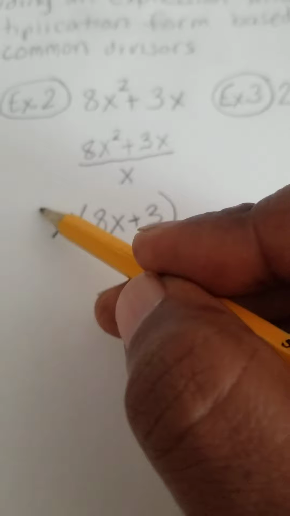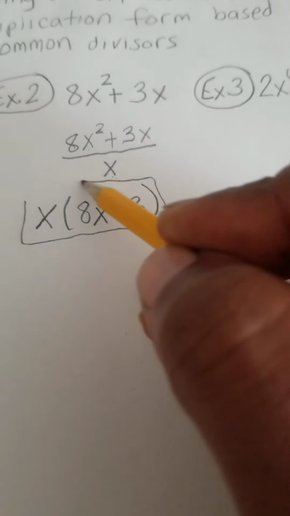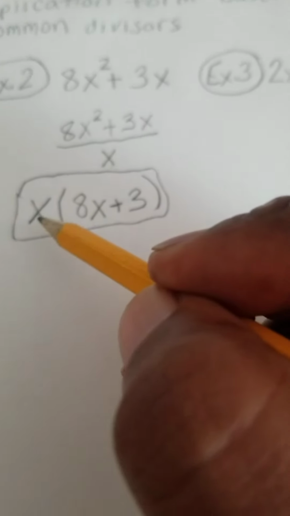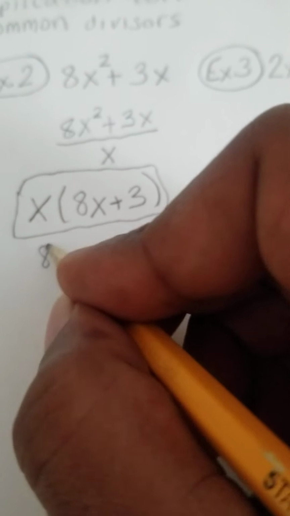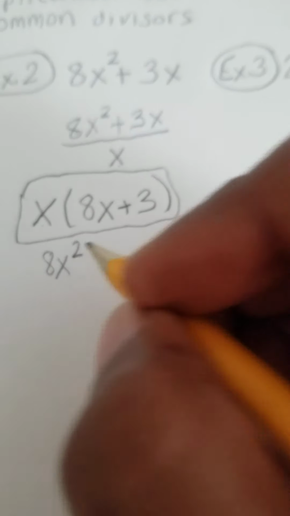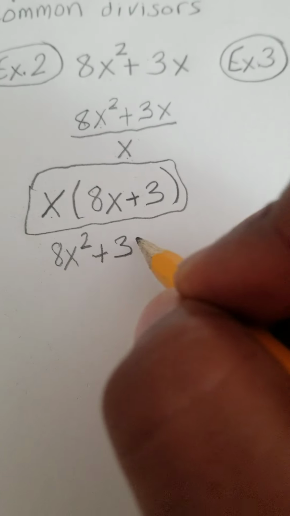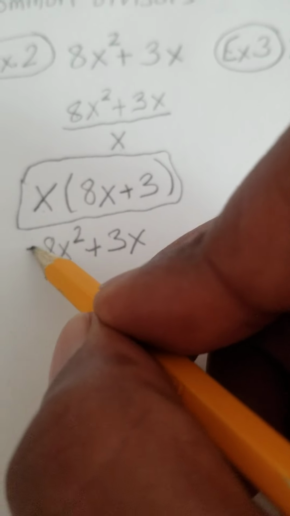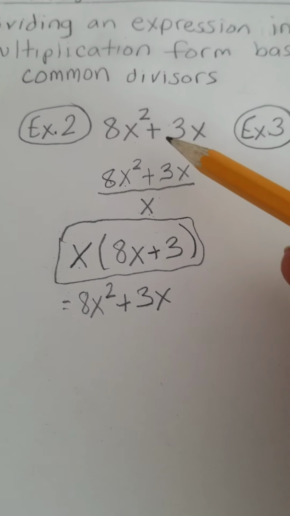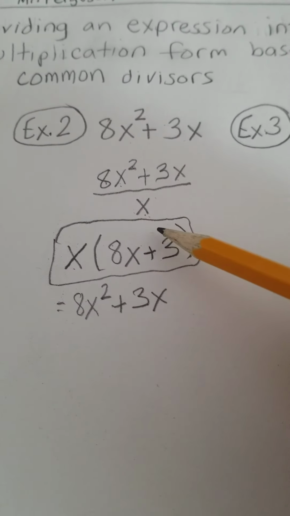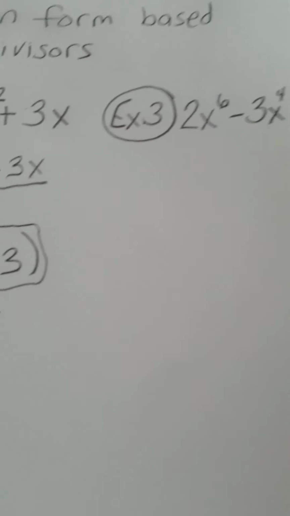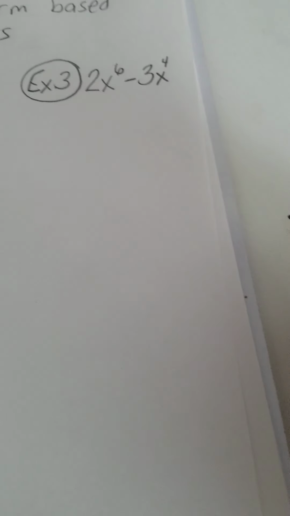All right. So to double check my factored form to make sure I factored it correctly, I know that x times 8x is 8x squared. x times 3 is positive 3x. And that's the same thing I had in the beginning. Factoring works. All right, one more example, and then we're going to get to some practice.